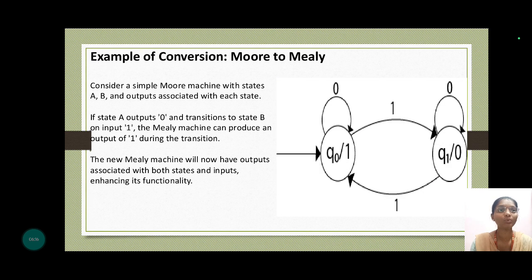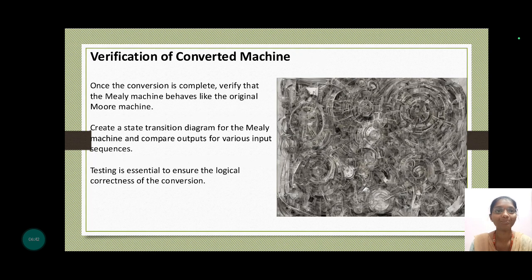Example of conversion, Moore to Mealy. Consider a simple Moore machine with states A and B and outputs associated with each state. If state A outputs 0 and transitions to state B on input 1, the Mealy machine can produce an output of 1 during the transition. The new Mealy machine will now have outputs associated with both states and input, enhancing its functionality.